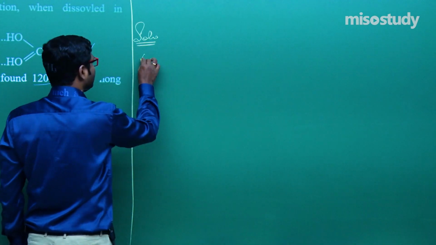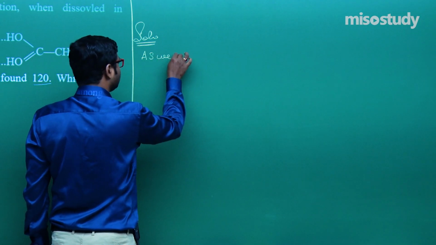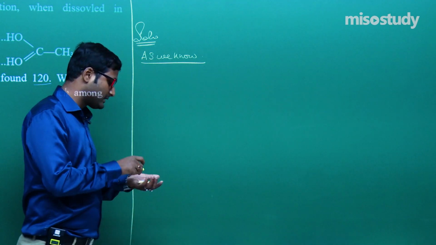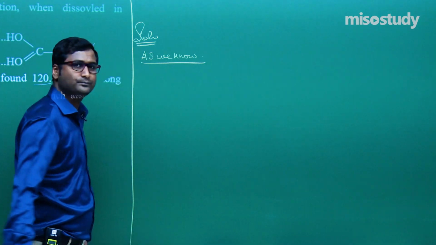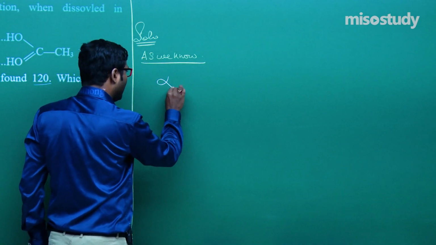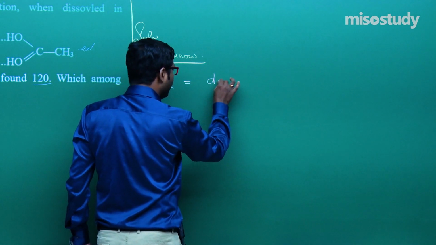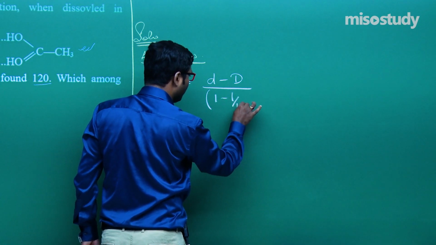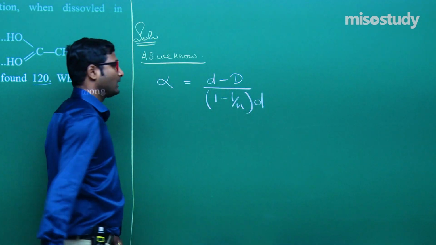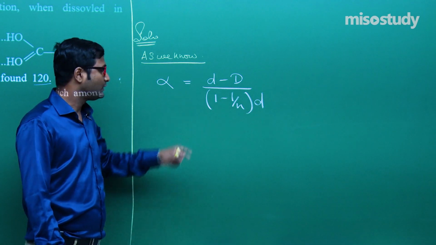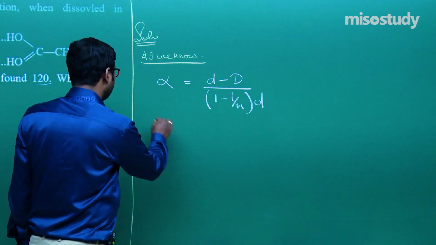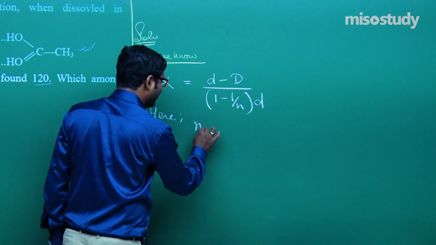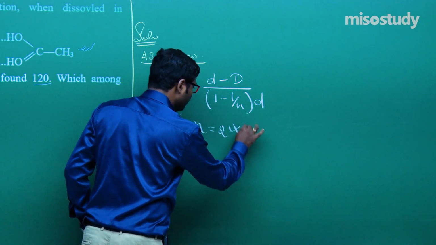As we know the general formula, do you remember this? Listen carefully to what I am telling. Wait for a moment. Alpha is equal to (D minus d) upon (1 minus 1 upon n) into d. Remember this formula? I have discussed it during my theory lecture. Now here, what is given? The dimer forms, that is, n is equal to 2.